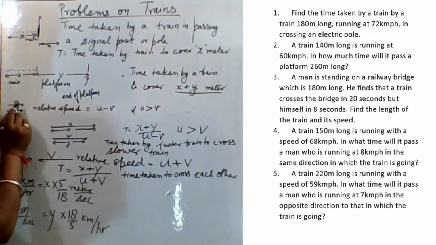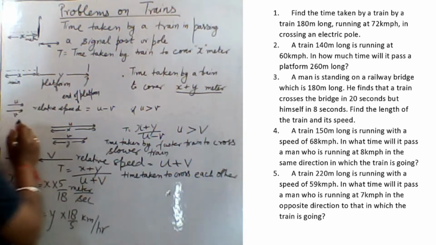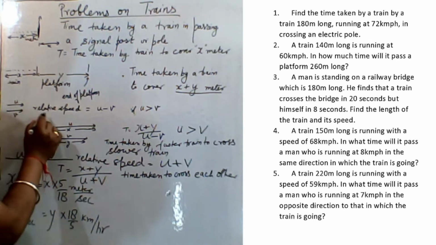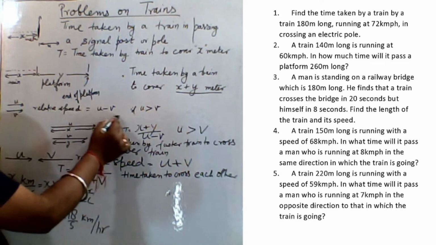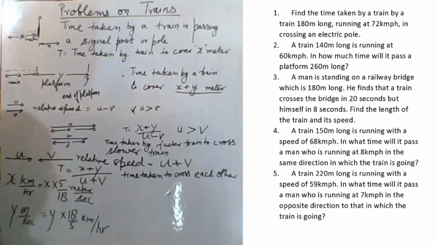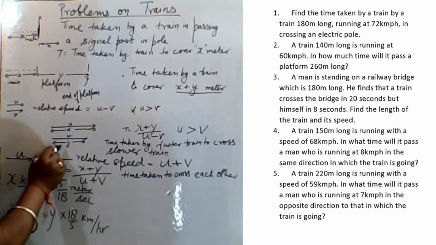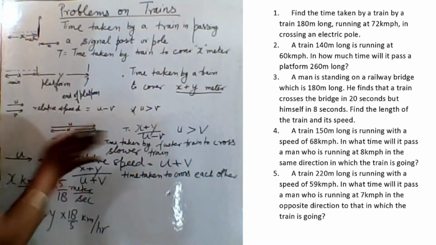Now suppose two trains are traveling in the same direction, or two cars or whatever you take, one at a speed of U and another at a speed of V meter per second. The relative speed is equal to U minus V if U is greater than V. Similarly, suppose both are traveling in the same direction.